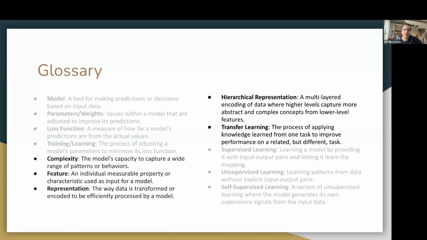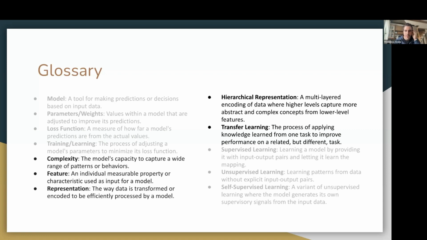The word representation is the way data is transformed or encoded to be then efficiently processed by a model. So the representation is the way the input data is transformed so that it can be more useful to take a final decision. And the hierarchical representation just extends this concept into multi-layered encoding of data, where higher levels capture more abstract and complex concepts from lower level features, which means that we build up descriptions that will be useful for us to take a decision. But these descriptions have a hierarchy. Higher level descriptions are compositions of lower level descriptions, but we will see this better.